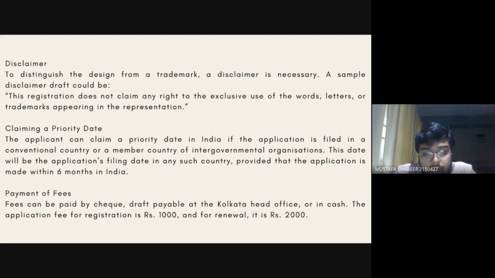Fees can be paid by check, draft payable at the Kolkata head office, or in cash. The application fee for registration is rupees 1000, and for renewal it is rupees 2000.